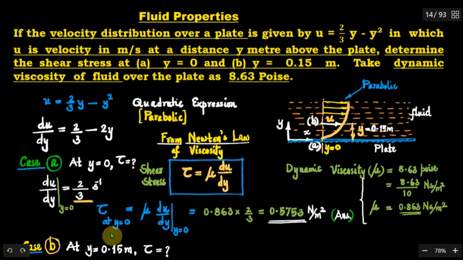So shear stress at y is equal to 0 is equal to 0.863 multiplied by the velocity gradient at y is equal to 0, which is 2/3. So you will get 0.5753 Newton per meter square. That is the shear stress acting on the fluid layer closest to the plate where y is equal to 0.